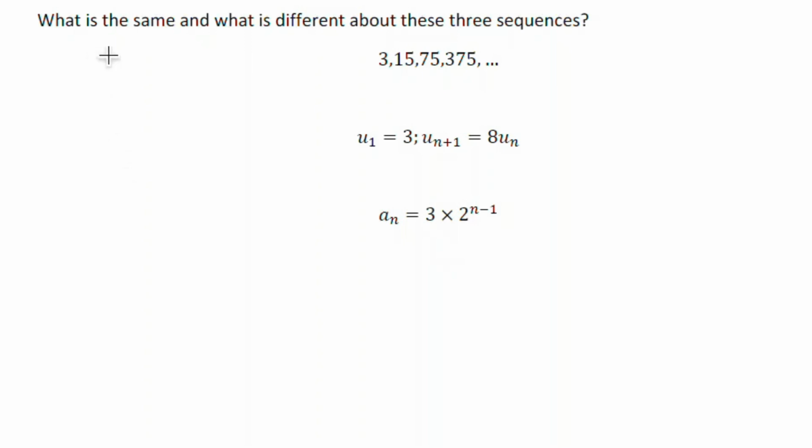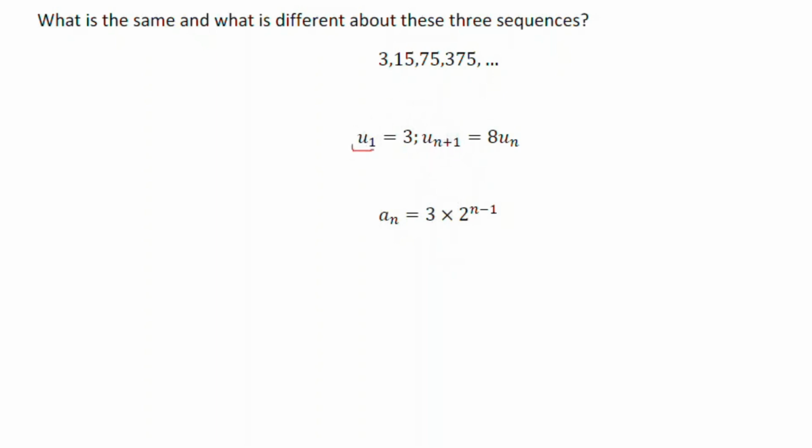Here we're asked, what is the same and what is different about these three sequences? So first of all, let's think about what these sequences represent. Well, this sequence is the sequence of numbers 3, 15, 75, 375. Let's turn these other two so that they look similar to that, a list of numbers.